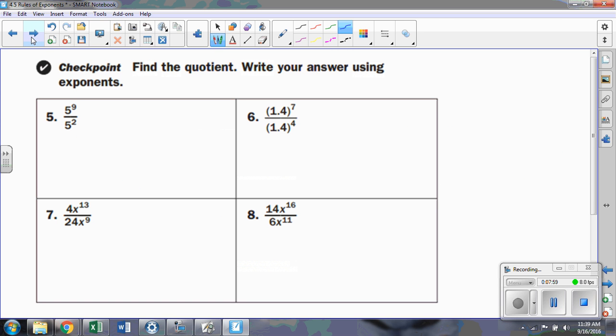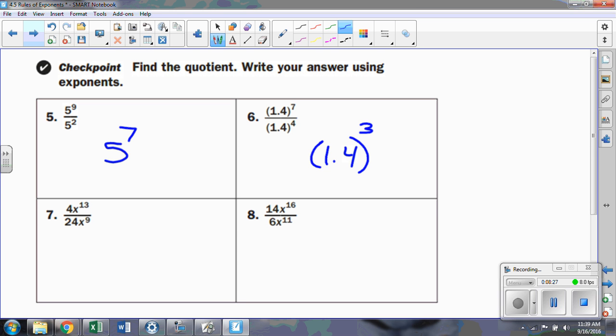So what about these? 5 to the 9th over 5 squared. 9 minus 2. Done. 1.4 to the 7th over 1.4 to the 4th. 7 subtract 4, 3.